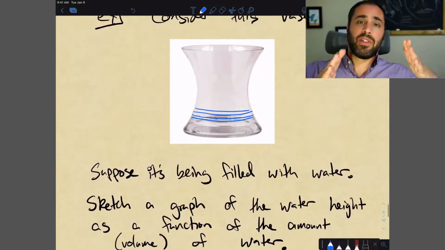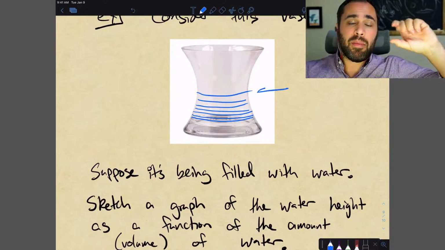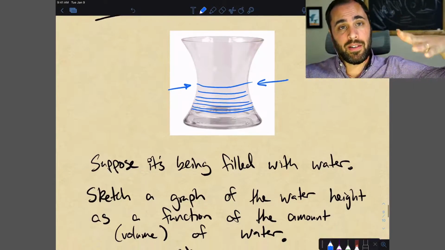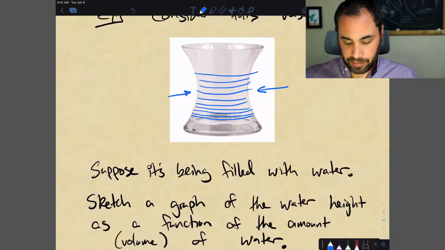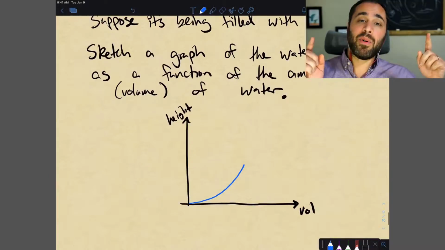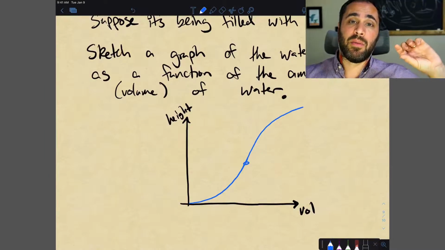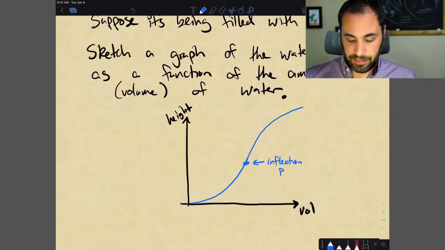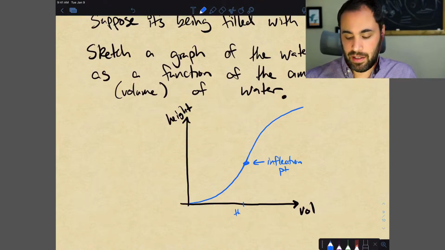And as we get closer to that slender part in the middle, the same amount of volume will take us up further. So the rate at which the water height is increasing is actually going up, until we get to that most tapered part and this trend reverses. Then we have to start adding more volume to see the same amount of height increase in the water level. So this height versus volume graph might look something like this.